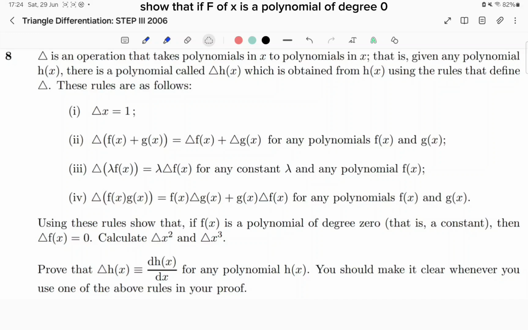Using these rules, show that if f of x is a polynomial of degree 0, that is a constant, then triangle f of x equals 0. Calculate triangle x squared and triangle x cubed. Prove that triangle h of x is always equivalent to dh of x by dx for any polynomial h of x. You should make it clear whenever you use one of the above rules in your proof. Pause the video to have a think, and once you're ready, restart to see if you were correct.